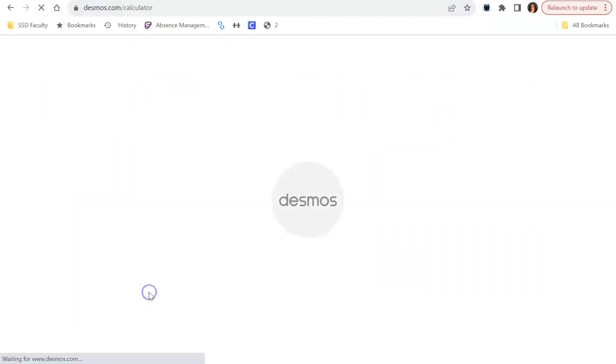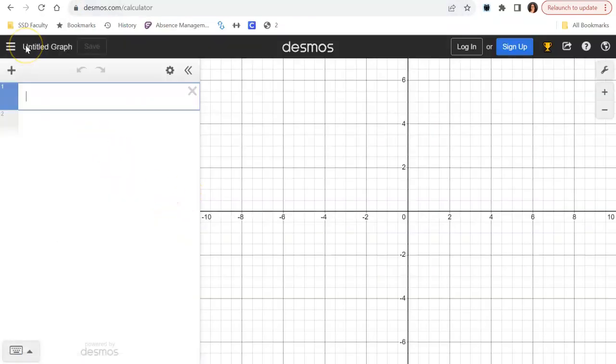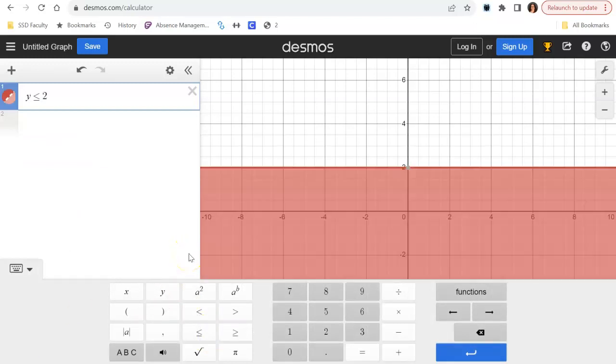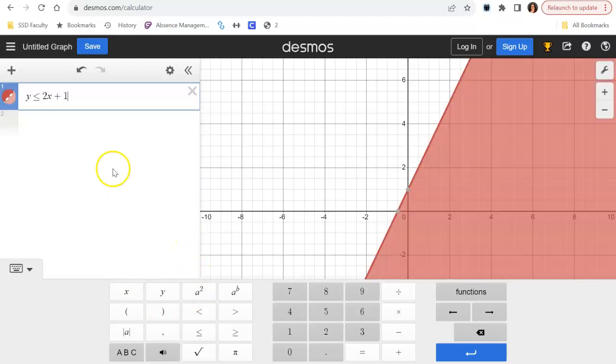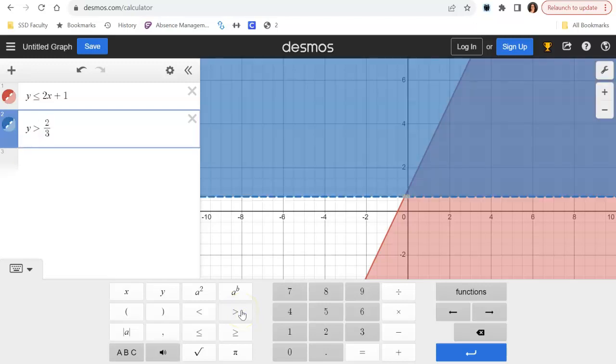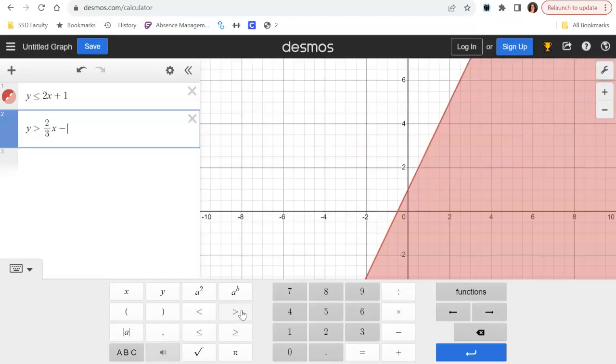So when I go to Desmos, I type in the inequality y is less than or equal to. To find that, I'm going to come down here to my math keyboard, and choose less than or equal to, and then type in 2x plus 1. Then I'm going to go to the next space, and I'm going to type in y is greater than. Again, that's in my math keyboard, or I can just use the keyboard on my computer. And then 2/3 x minus 5.